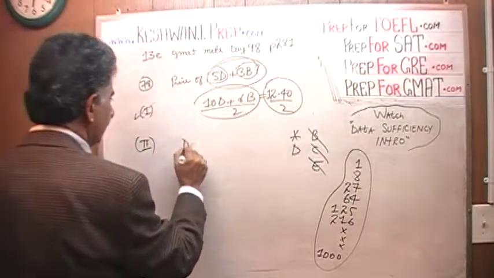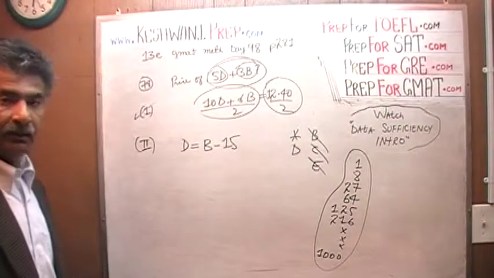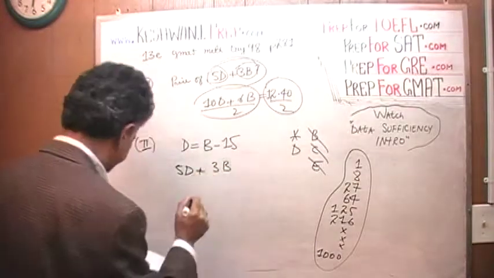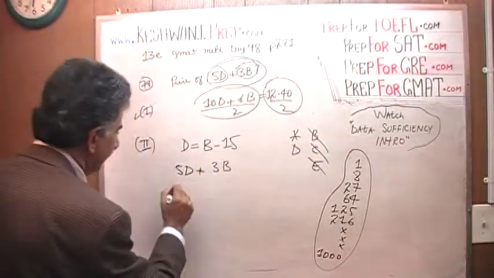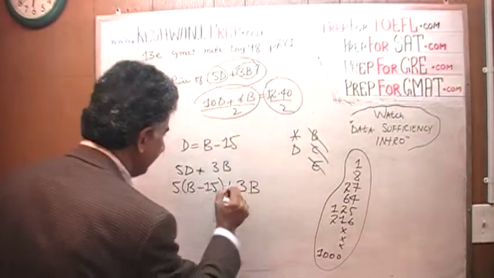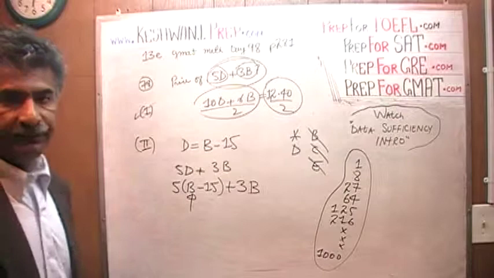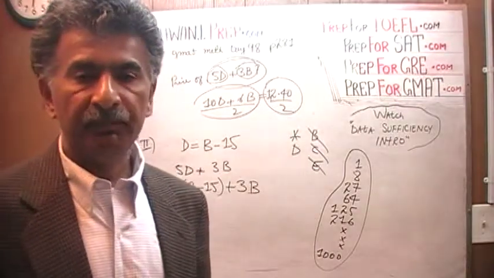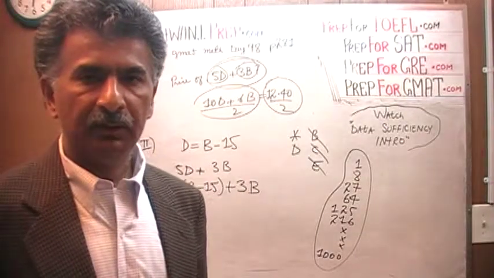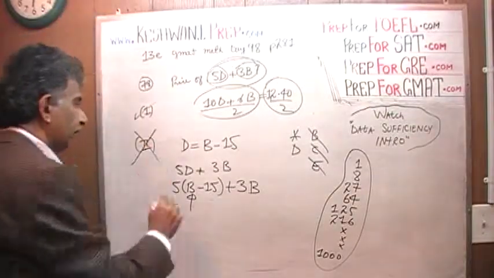The second statement tells us that a donut costs 15 cents less than a bagel. We want to buy 5 donuts and 3 bagels. Since donuts are 15 cents less than a bagel, it's 5 times b minus 15 plus 3 times b. The problem is, we do not know what b is. This does not provide us with the price of bagels. So simply knowing that one is 15 cents less than the other does not help us figure out the price of the quantity that we want to buy, because we do not know the price of bagels. Therefore, the second statement by itself does no good.